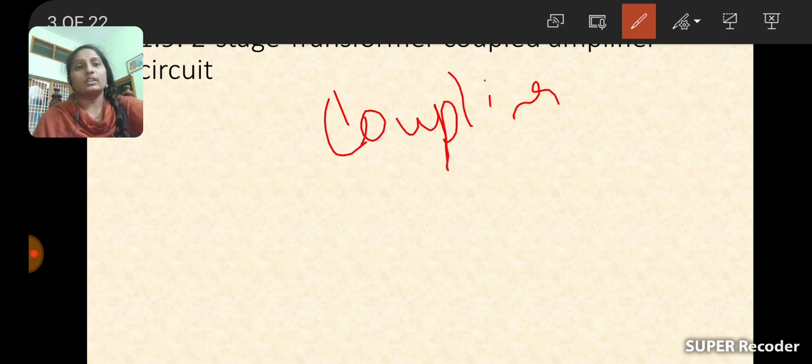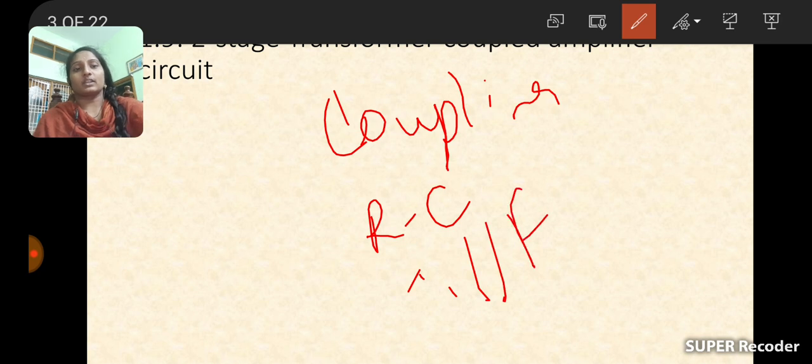How many types of amplifiers are there based on coupling, and what is meant by coupling? Coupling means the connection between two stages. Connecting the output of one stage to the next stage is called coupling. To connect the output of the first amplifier to the input of the next amplifier, we are using two elements: a resistive capacitive network and a transformer.